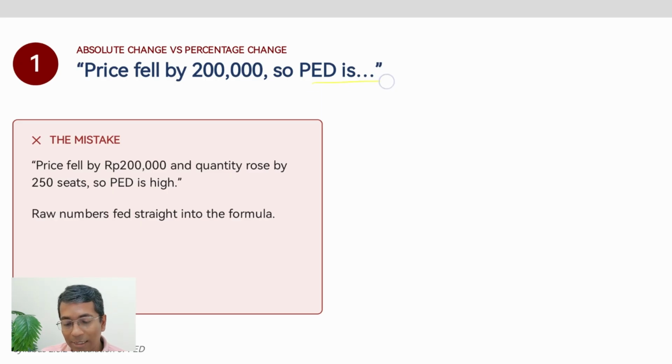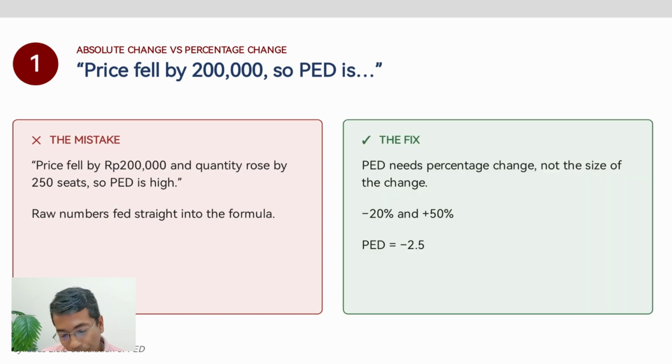That's what is shown here: we cannot comment about PED just by looking at absolute numbers. In order to know the real value of PED, whether the responsiveness of change in quantity demanded to change in price is big enough or not, it is going to be the percentage. So that is the very important point to note: not the size of change but the percentage change. And that is the very first possible mistake you can make while using PED.